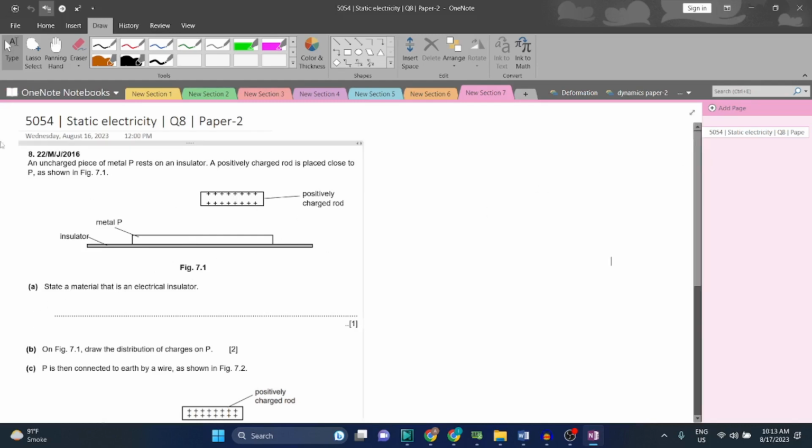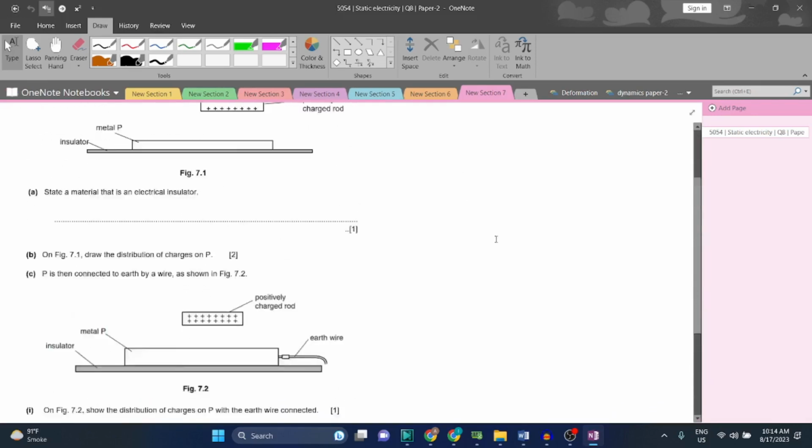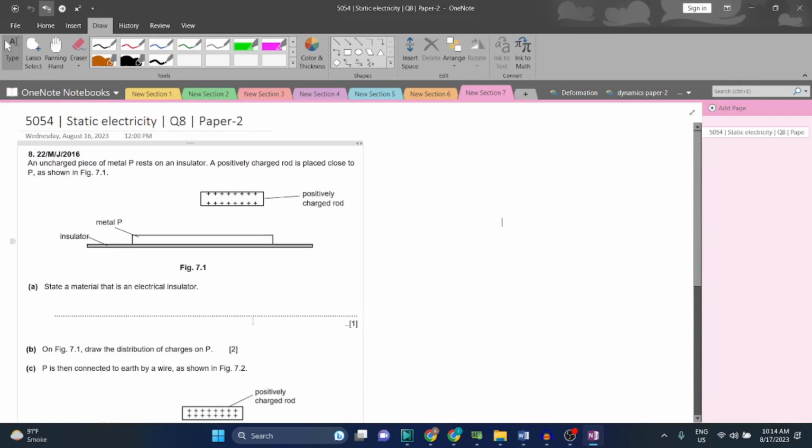State a material that is an electrical conductor. Metal is a conductor. If you get an electric shock, that is through a metal. That is going to be through a conductor. So if we want to avoid electricity, we will need an insulator. And the insulator will be plastic, wood, etcetera, which doesn't have a lot of conductivity or any conductivity.